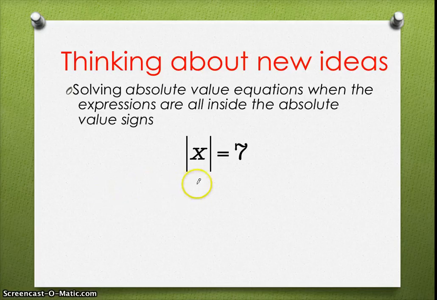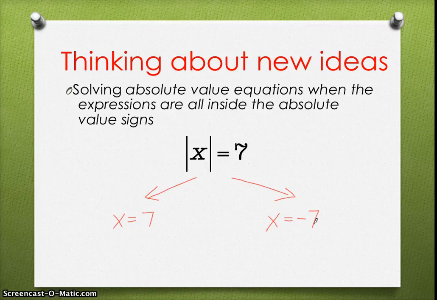Well, the absolute value of x can be broken down into 2 different equations. One, x could be 7. We know that the number 7 is 7 units away from 0. But we also know that the value of x could also be negative 7, because negative 7 is also 7 units away from the 0.